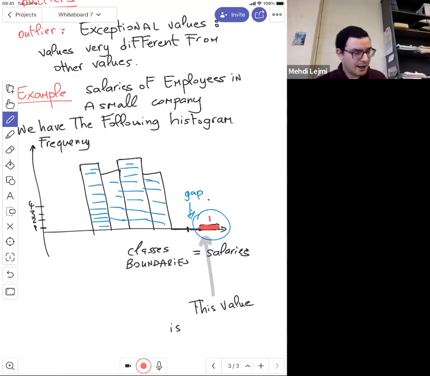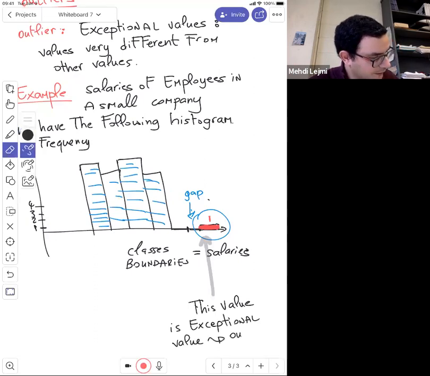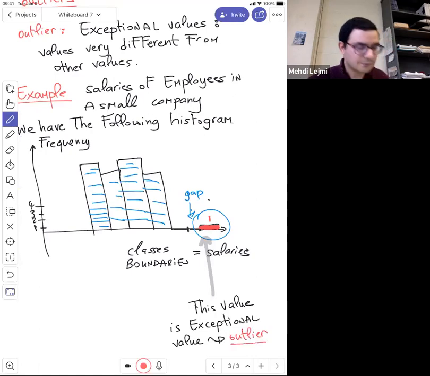As you can see, there's a gap. You have classes with 0 frequencies, and then you have this very small class with just one as a frequency. So this value is exceptional, very different from the other values. This is an exceptional value, and that's what I call an outlier.